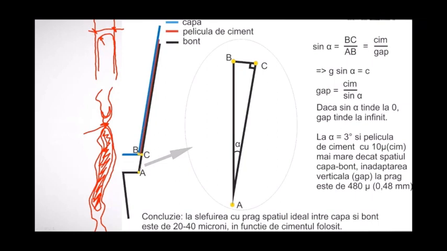Okay, and B has to go to A. Yeah, you see, black is the tooth and red is the cement. And why doesn't B go to A as it should? Because there's the cement there.